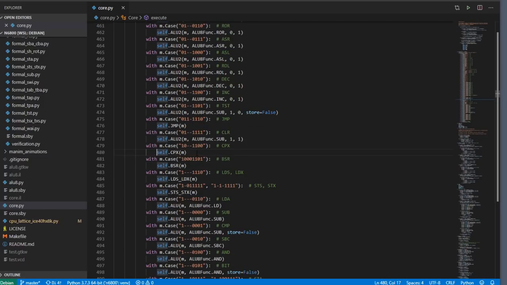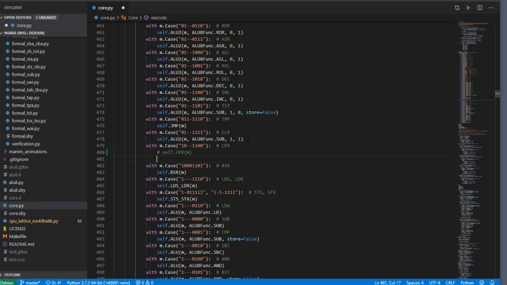So here's CPX. Maybe what I want to do here is simply eliminate the CPX instruction. And obviously it's not going to pass formal verification, but I just want to see how much logic is eliminated by removing the CPX instruction.